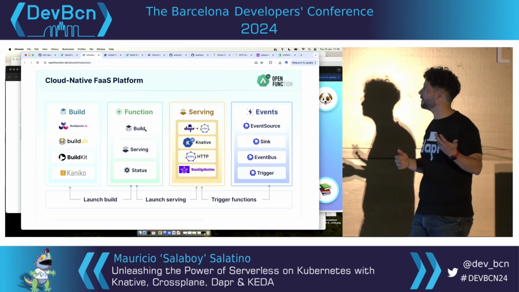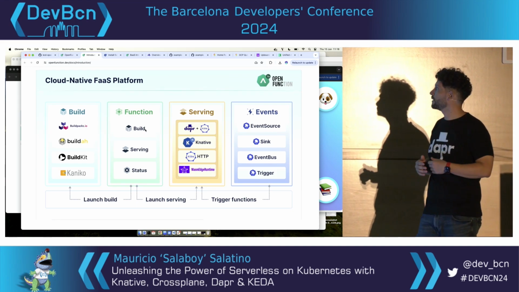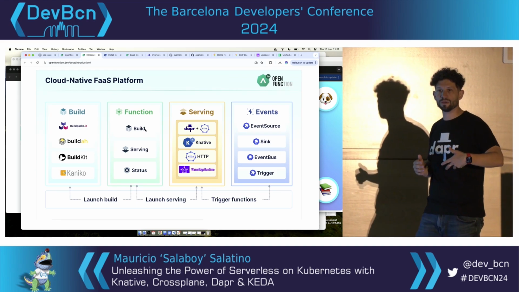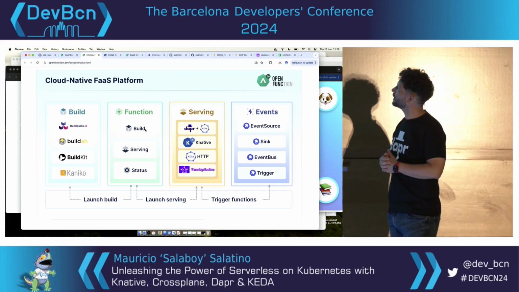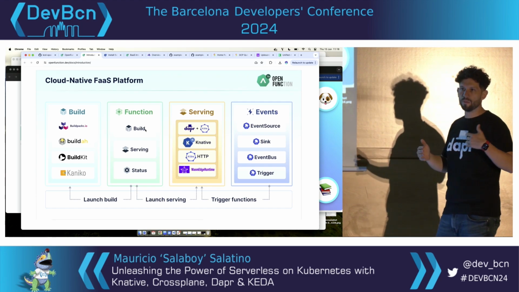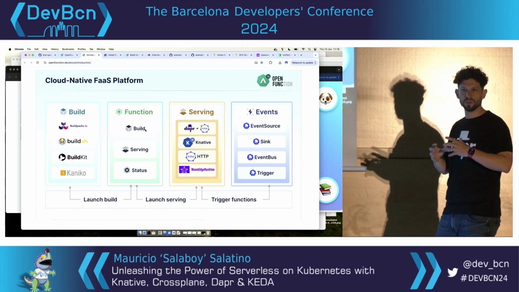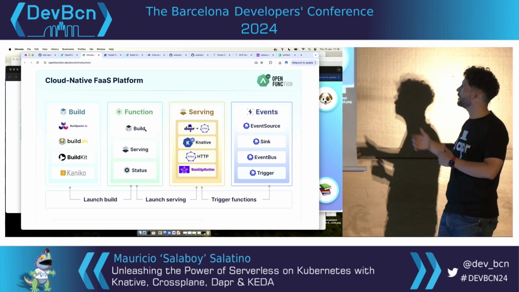The main idea here is that I will be able to upscale the function if it's getting a lot of requests, or I will be able to downscale it to 0 if nobody's using it, right? And for that, you can see that they are using a bunch of projects. And again, it's not just using the projects, but combining them together to achieve some use cases. For some specific use cases, you need to combine them in a very specific way.